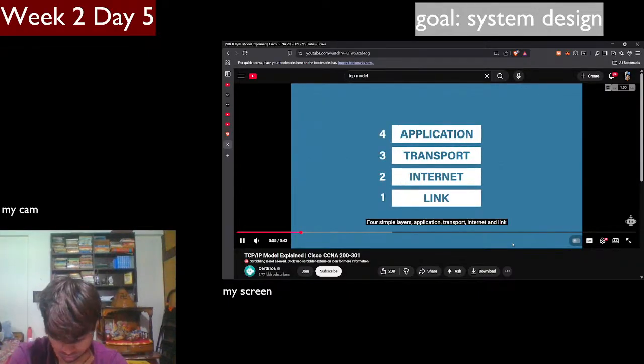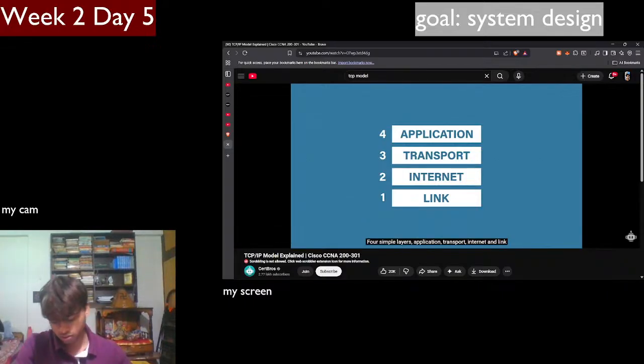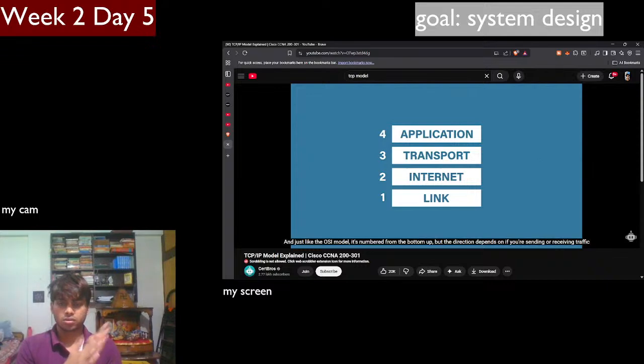4 simple layers: application, transport, internet, and link. And just like the OSI model, it's numbered from the bottom up, but the direction depends on if you're sending or receiving traffic.